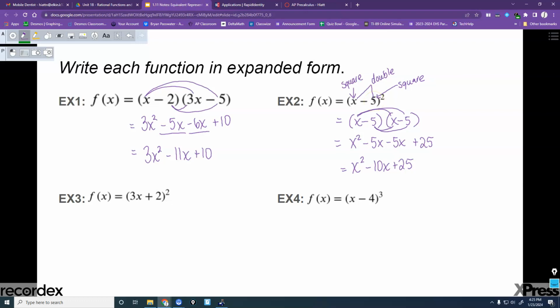And I would double it. To double is just to multiply by 2. So that would be negative 10x. And then I would square the last number, which would be a positive 25 for that.